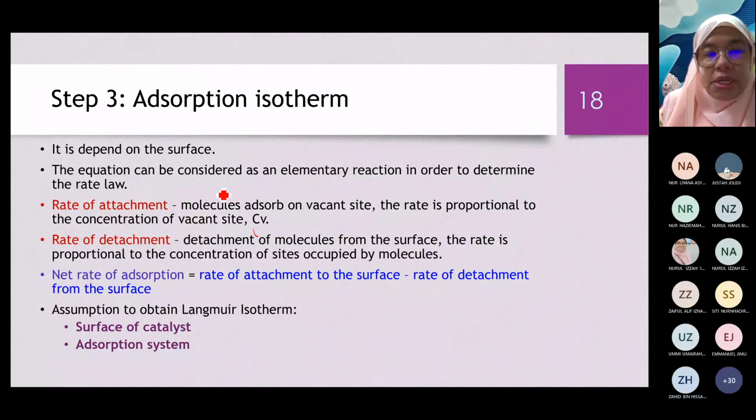Okay, rate of attachment, molecule adsorbing on a vacant site: the rate is proportional to the concentration of vacant sites. Rate of detachment, detachment of molecule from the surface: the rate is proportional to the concentration of sites occupied by molecules. So this is just a definition. What is the rate of attachment and rate of detachment? And the net rate of adsorption equals the rate of attachment to the surface minus the rate of detachment from the surface. This is to show you how to write the rate of adsorption.